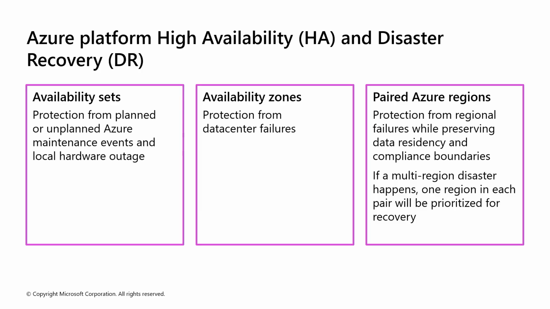Availability zones distribute SQL Server resources across physically separate data centers within a region, safeguarding against data center level failures. Paired regions extend this further by replicating data and services across geographically distant regions, ensuring business continuity even in the event of a regional disaster, while maintaining compliance and data residency requirements.